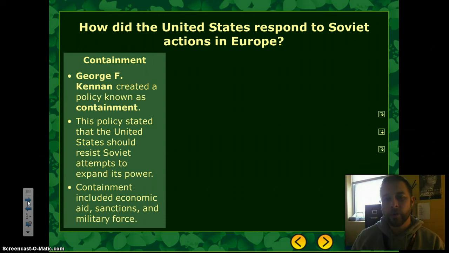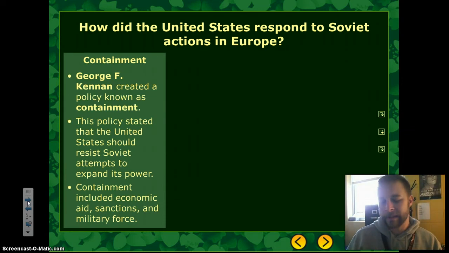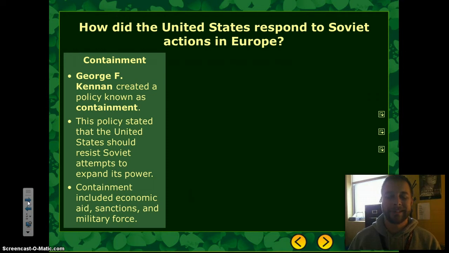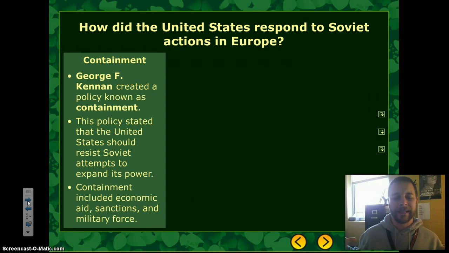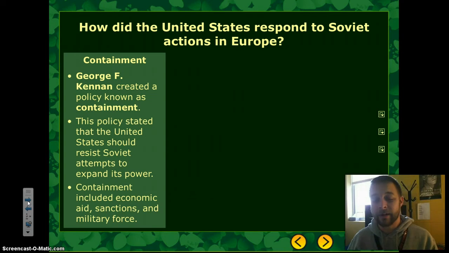So George Kennan, who worked in the U.S. State Department, comes out with this idea for the president known as containment. And the idea of containment is, we're not going to attack the Soviets, we're not going to push them, but we need to fight against their expansion, because he believed that the communist system would fail if it couldn't expand and get more resources. So this included economic aid, economic sanctions against communist governments, aid to non-communist governments, and, if necessary, military force.